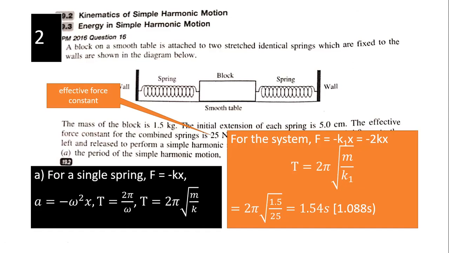Wait, then that means you have to use the 2 pi root m over k formula. Same equation, that's all, except this K becomes the effective spring constant. That means these two add together. That's why they give you this. Not each of them; each of them will be K. That's why your book goes wrong. You use 2K here. 2 times that.